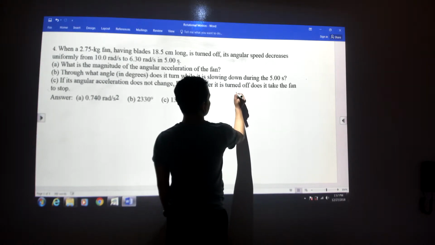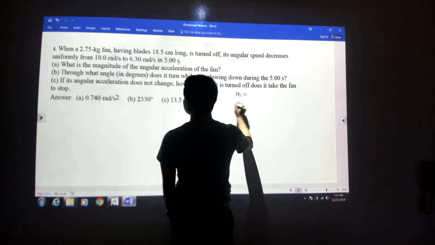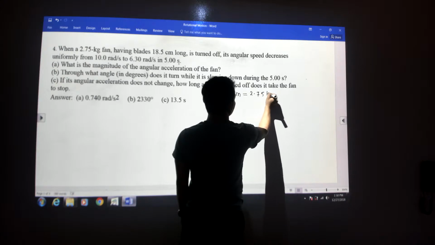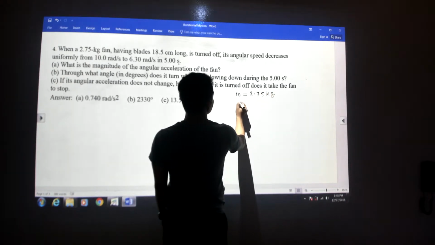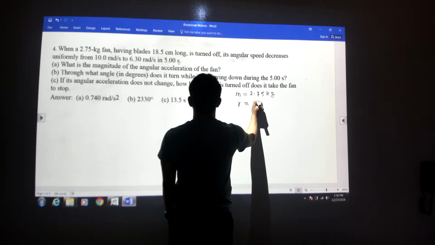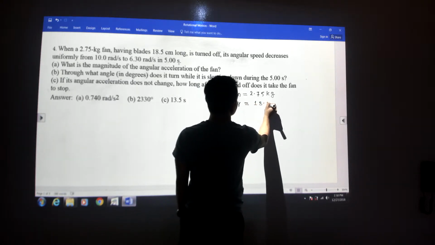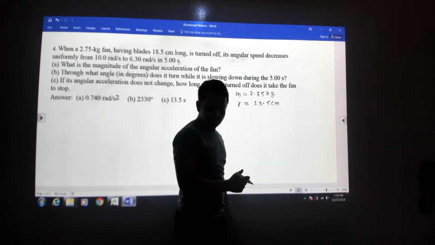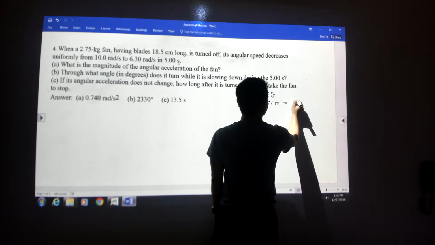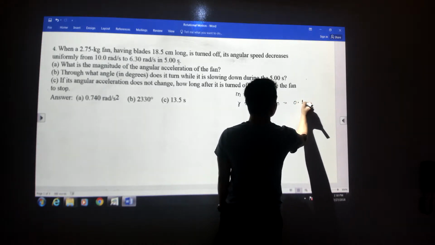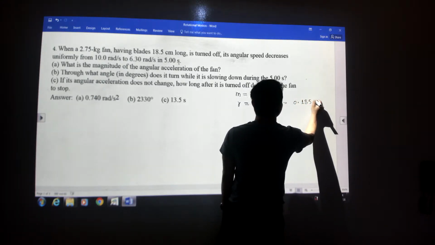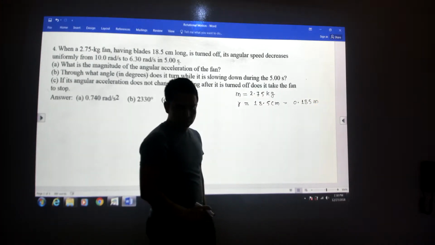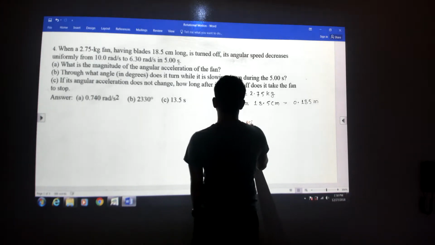So the mass, this is all the given information, is 2.75 kilogram. Blade radius is given as 18.5 centimeter. You need to change this one to the meter, 0.185 meter, just divided by 100. Okay, and then other information is given.